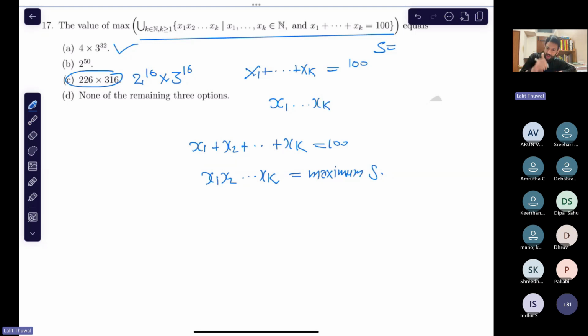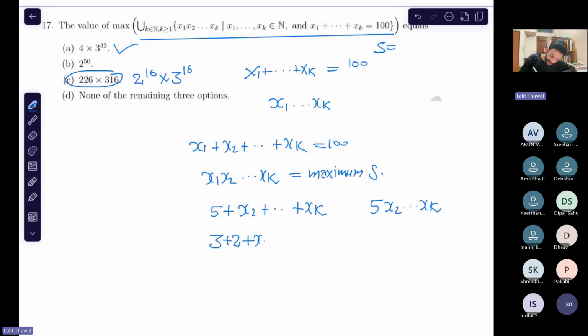Why? For the moment, assume that there is some term 5. To understand this, for simplicity, assume that you have 5. So the product is 5 x2 ... xk, right? But then immediately I have another partition whose corresponding product is greater than that. Let me show you how. I can break this 5 like that, so its product is 3 into 2 into x2 ... xk. So you see that this is 6 times this and the other one is 5 times this, right?